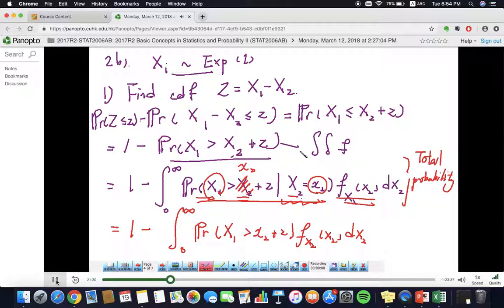All right. Now, what is this guy? It is exponential minus x2. And how about this guy? The tail probability, the right-hand tail probability of exponential random variables. And for sure, it is just e to the power minus, the same thing, x2 plus z. This is the argument. So we just plug it in. So we have this guy.